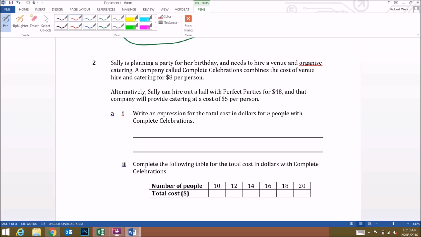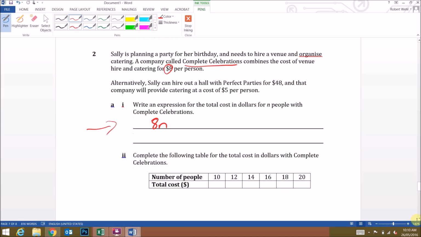Okay, so Complete Celebrations is the first one. So it's going to be 8N, all right? 8N will equal how much it's going to cost because it's $8 per person and you multiply it by the number of people that you have. So that one is relatively simple. Here it says complete the following table for the total cost in dollars with Complete Celebrations.